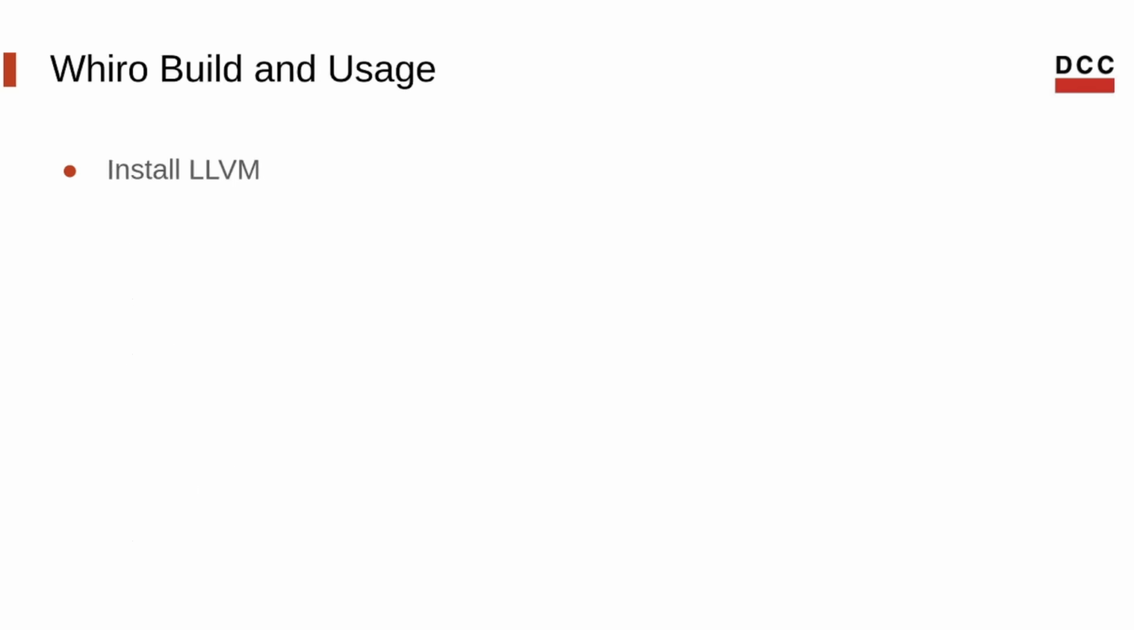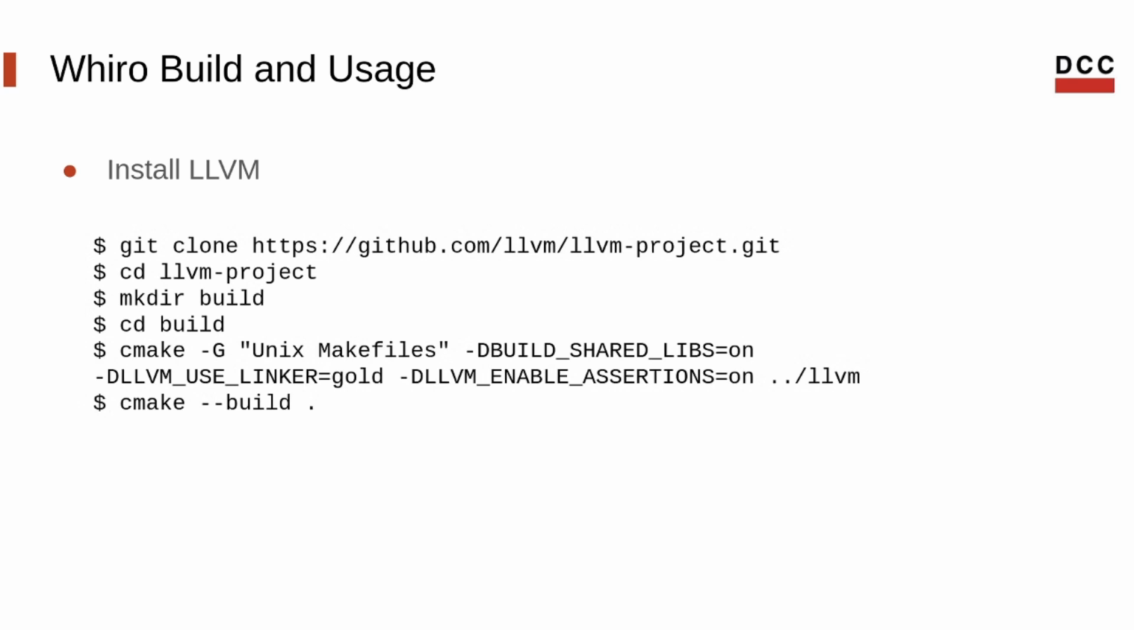Currently, the only software necessary to run Whiro is LLVM. If you want to use Whiro script, Bash will be also a requirement. To install LLVM, just follow the commands on the screen. Just clone the official repository and build the source code.